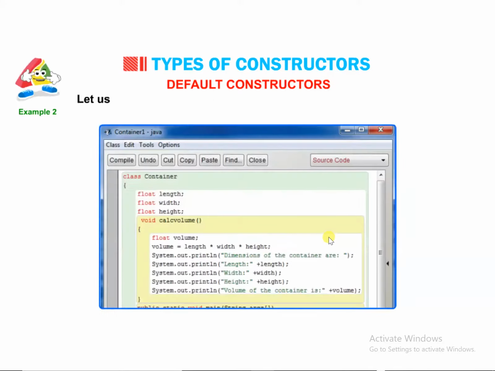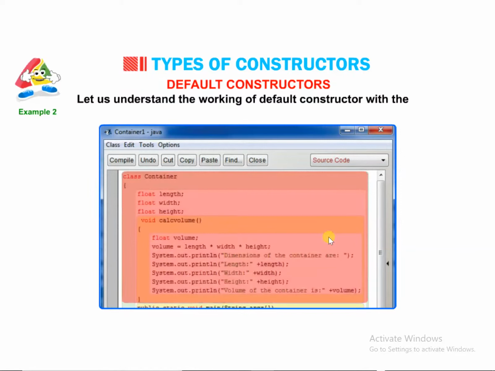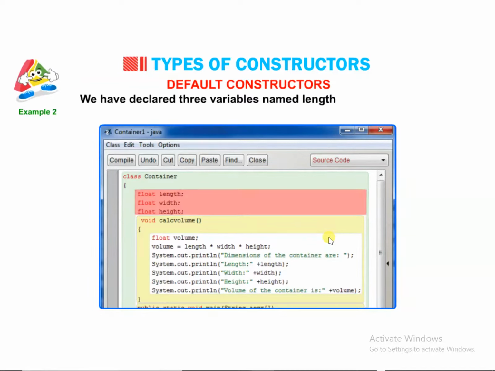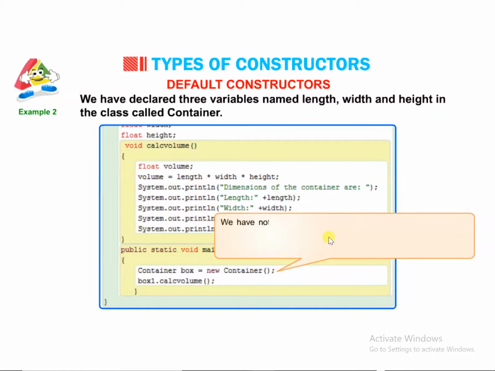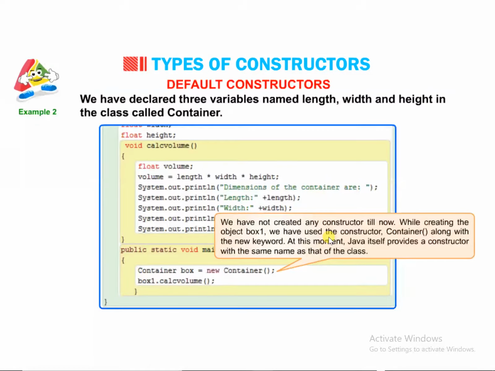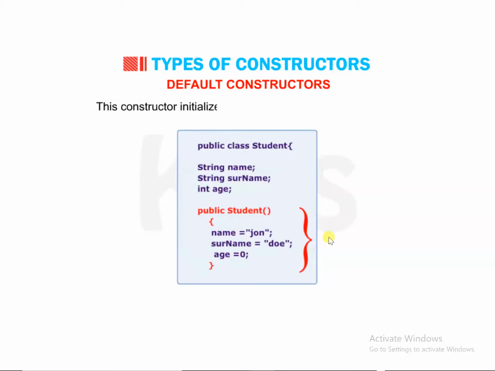Example. Let us understand the working of default constructor with the help of a program. We have declared three variables named length, width, and height in the class called container. We have not created any constructor till now. While creating the object box1, we have used the constructor container parenthesis along with the new keyword. At this moment, Java itself provides a constructor with the same name as that of the class. This constructor initializes all the data members of the class.